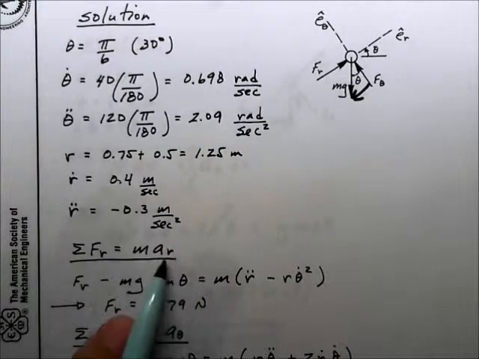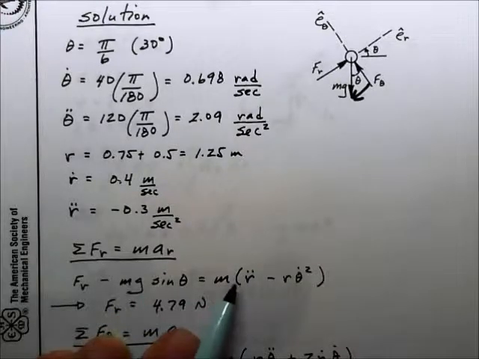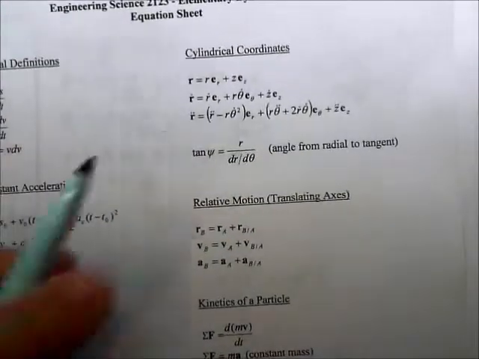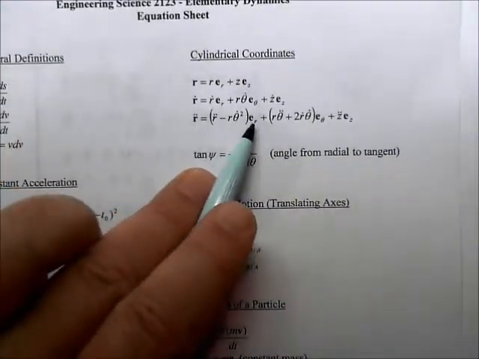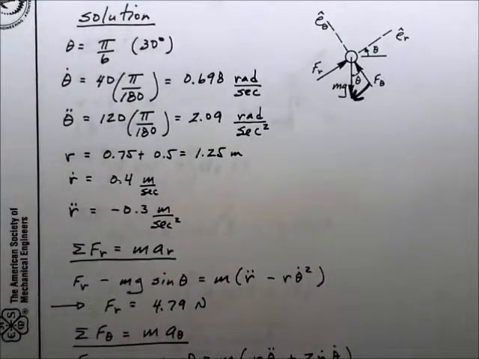the sine component. So we have positive radial force from the grip minus the sine component of gravity is equal to mass times acceleration in the radial direction, but the acceleration in the radial direction is r double dot minus r theta dot squared. Where does that come from? It comes from the equation sheet. Looking at the e sub r term, r double dot minus r theta dot squared.